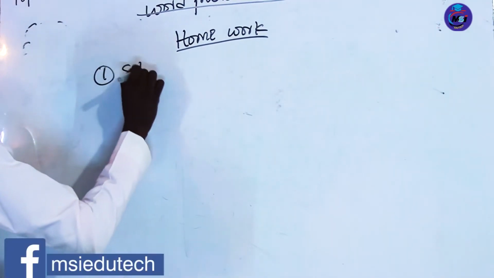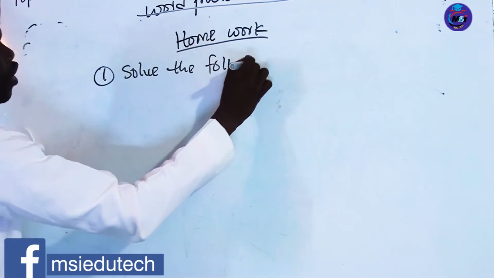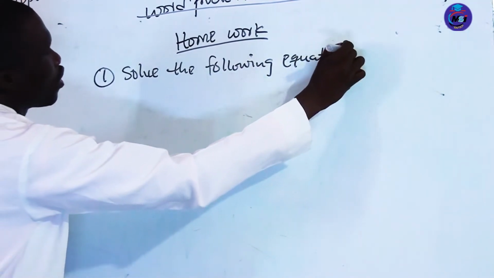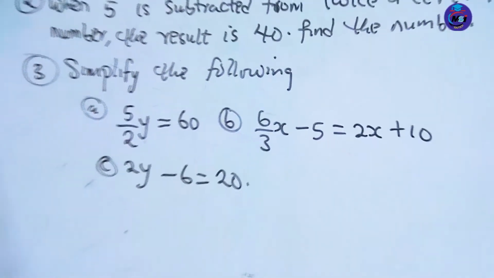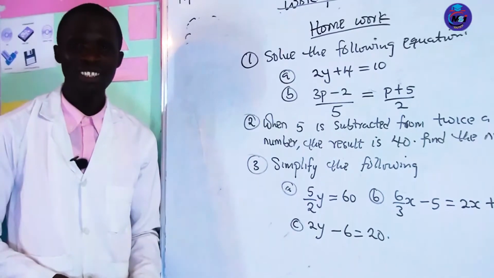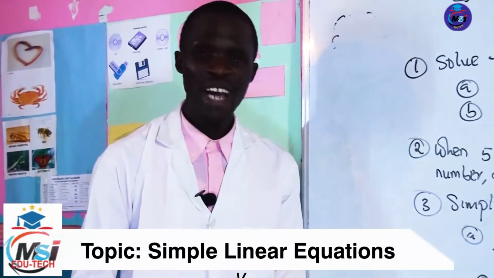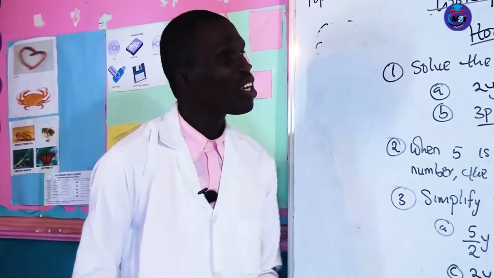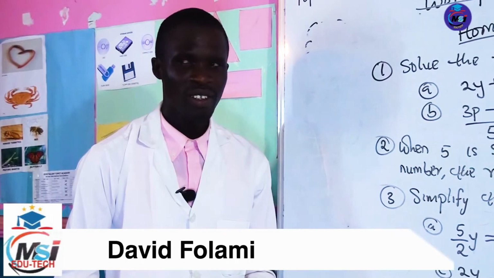Number 1, solve the following equation. A. This is your homework for today's class. I believe you enjoyed this class, and I'm also enjoying it too. I'll be very happy if you solve this homework patiently and correctly.